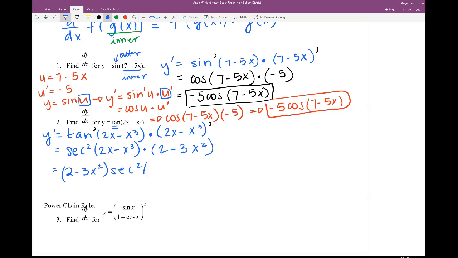Times secant squared of 2x minus x to the third, and box it out. Okay. This chain rule seems easy, but it's really difficult, so make sure we practice a lot. I don't give you a lot of homework for 3.5 or 3.6, so make sure you go and practice extra questions, okay?